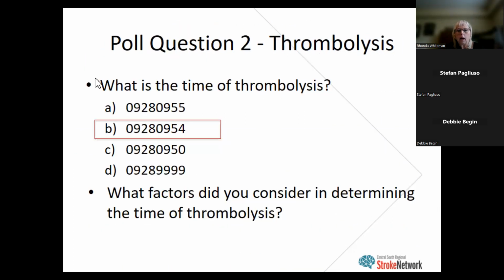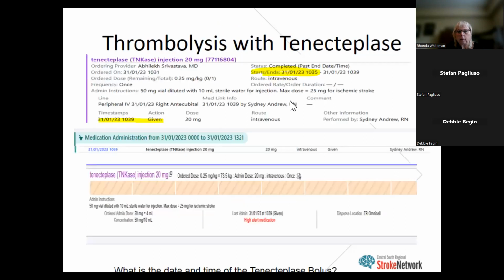Okay, sorry, I'm moving back and forth. The next one is looking at an example of thrombolysis with tenecteplase. This was actually sent to me by one of our coders, looking to see where it might be. What you can see is the ordering provider, the notes, and also the medication administration record.